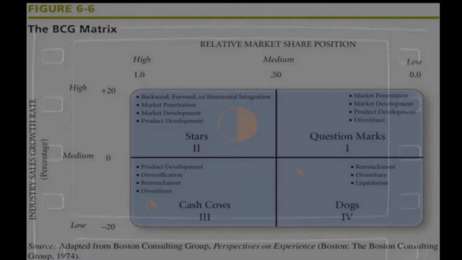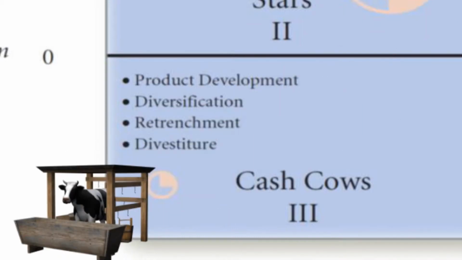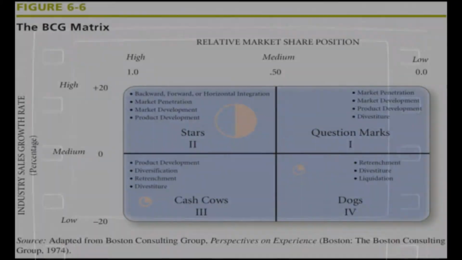Moving to the third quadrant, which is called cash cows, meaning they have high relative market share position but compete in a low-growth industry. They are called cash cows because they generate cash in excess of their needs. Cash cow divisions should be managed to maintain their strong position for as long as possible. Product development or diversification may be attractive strategies for strong cash cows. However, as a cash cow division becomes weak, retrenchment or divestiture can become more appropriate.